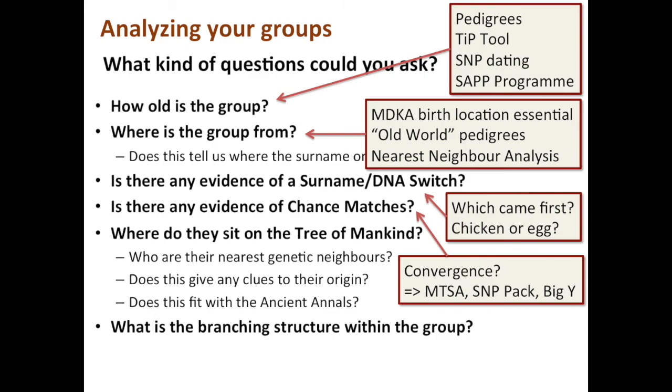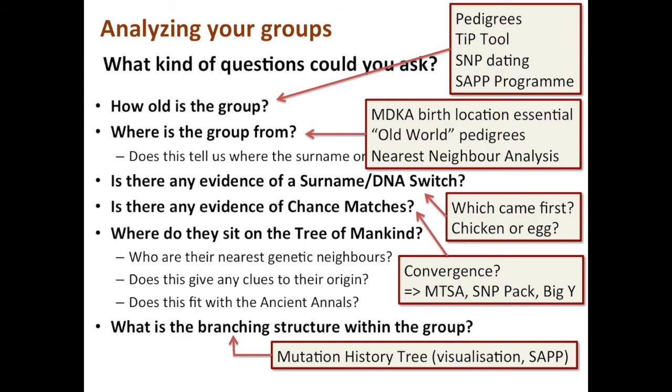Is there any evidence of chance matches? That means looking for signs of convergence and trying to weed it out, doing a matches terminal SNP analysis, SNP pack testing, and ultimately the Big Y. There's no escaping the Big Y for some people. And what is the branching structure within the group? This is where the mutation history tree comes in. It's a great way of visualizing all the data together, and the SAP program will automate that eventually. So that is really where we're headed.